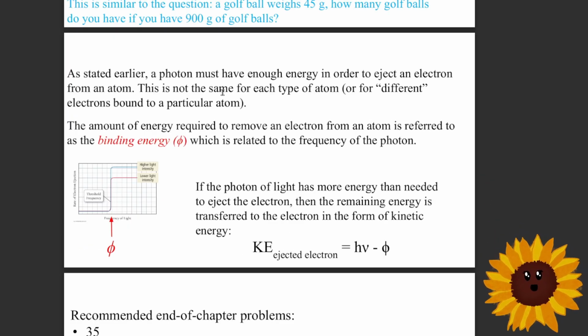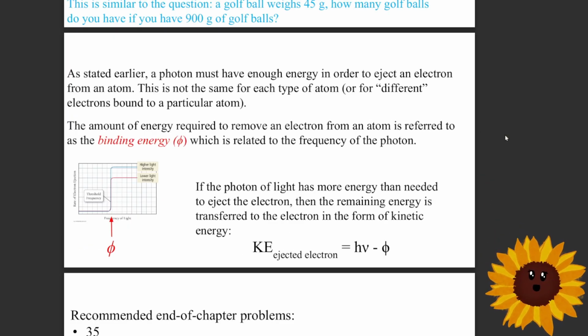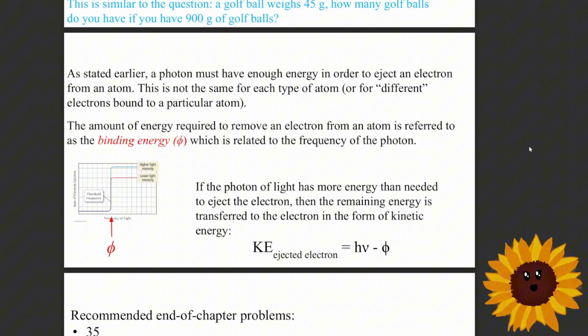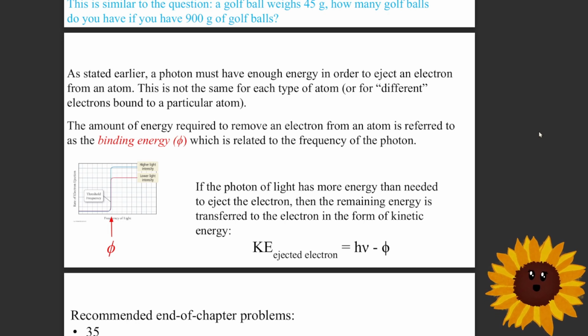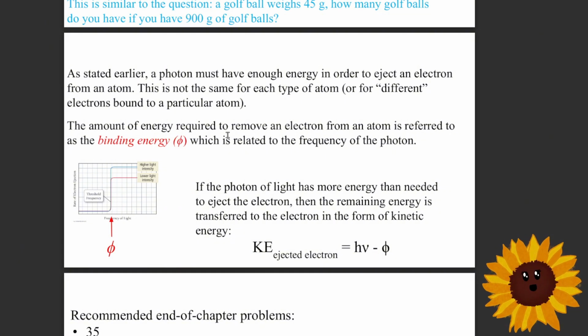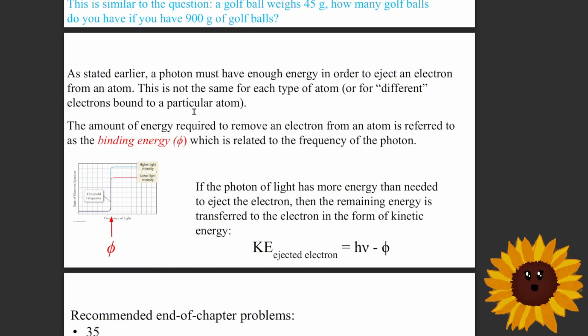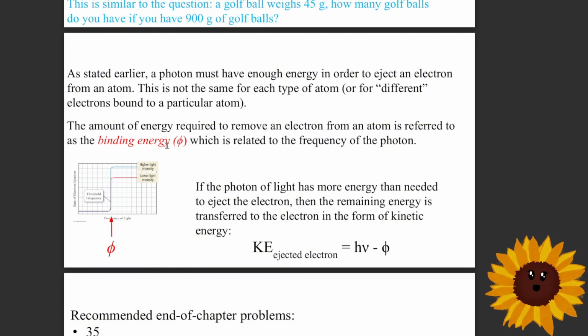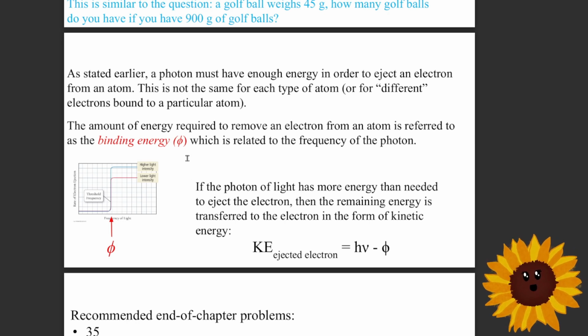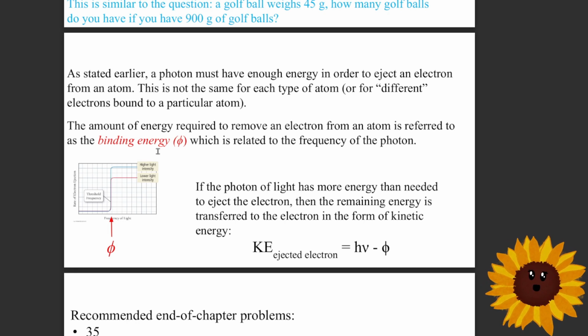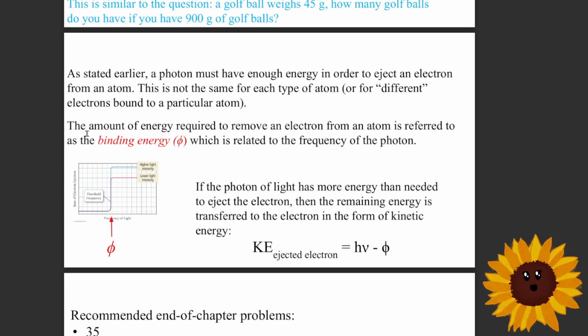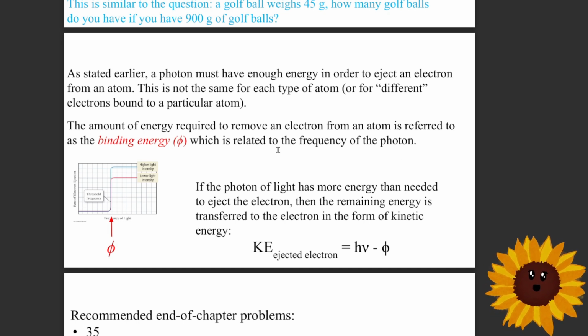So as stated earlier, a photon must have enough energy in order to eject an electron from an atom. This is not the same for each type of atom or for different electrons bound to a particular atom. This amount of energy required to remove an electron from an atom is referred to as the binding energy. So basically, how much energy does it take to remove an electron from an atom, because that electron is bound to it. This is related to the frequency of the photon.